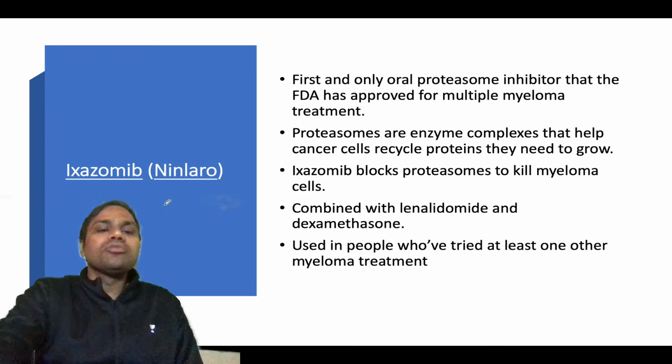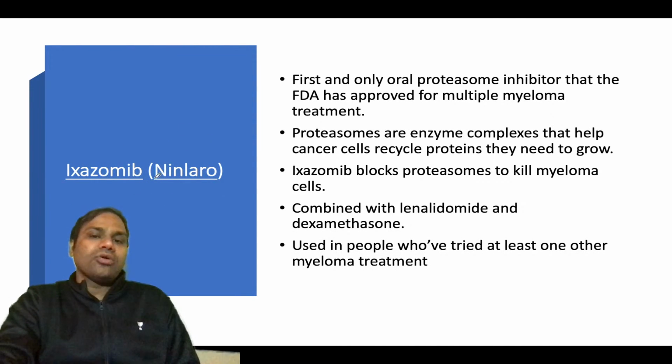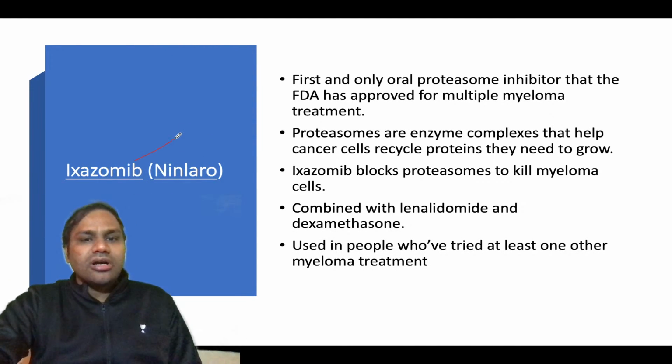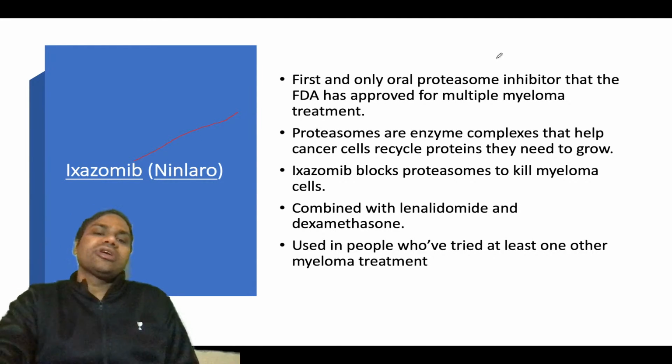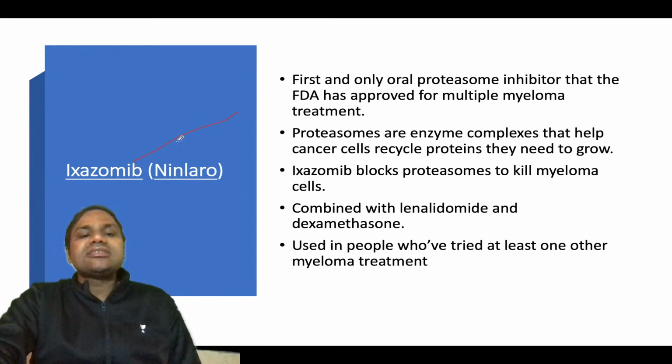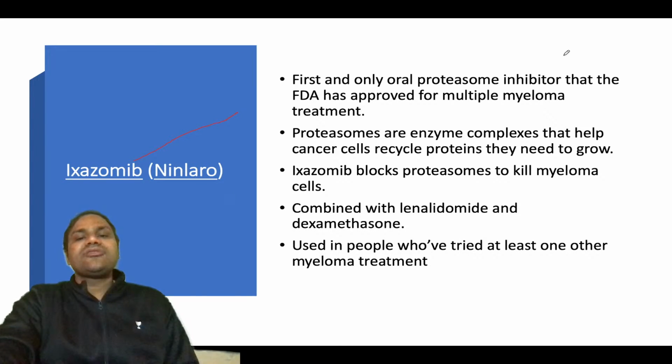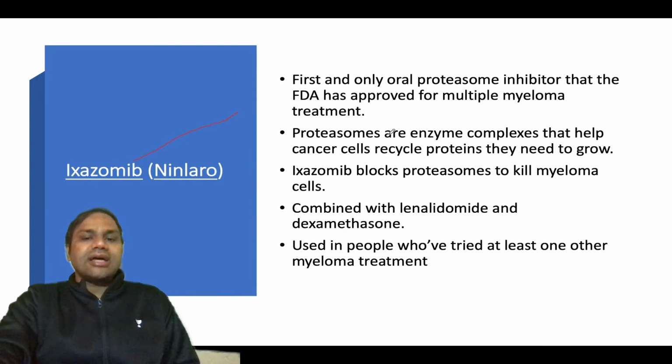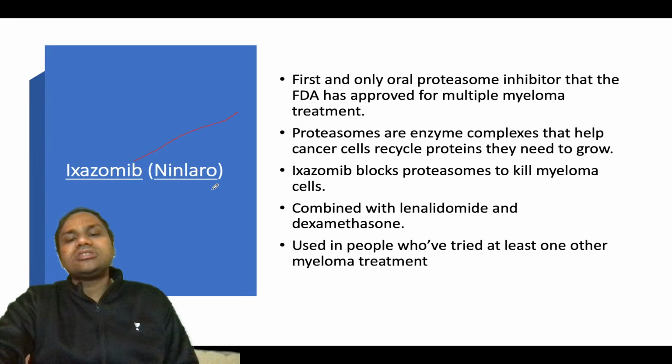Then you have ixazomib, or Ninlaro. What is important about this drug is that it is the first and only oral protease inhibitor. So if you are asked which of the following is an oral protease inhibitor, ixazomib is the first and only oral protease inhibitor that the FDA has approved for multiple myeloma. Proteasomes are enzyme complexes that help cancer cells recycle proteins they need to grow, and this drug inhibits them. Ixazomib is an oral drug.